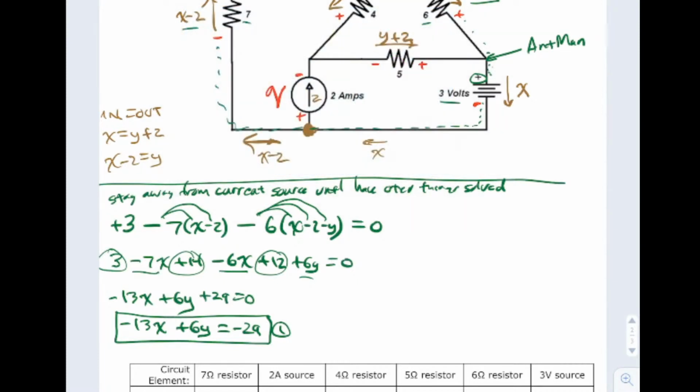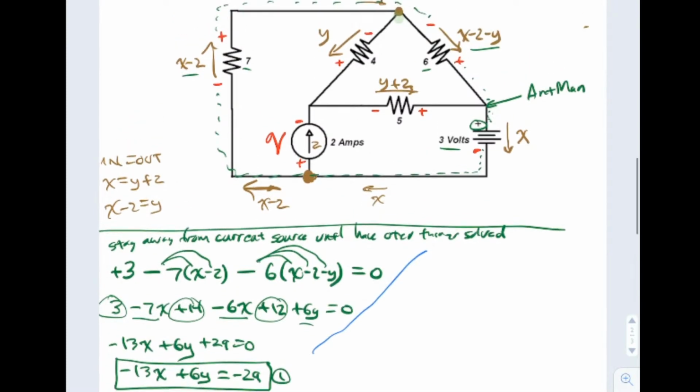Now let's walk a different loop and get equation 2. I'll have Ant-Man start at the same place, but this time I'm going to have him go around the inner loop. So let's see now here. The first thing he's going to do is erase that. First thing he's going to see is this plus on the way in.